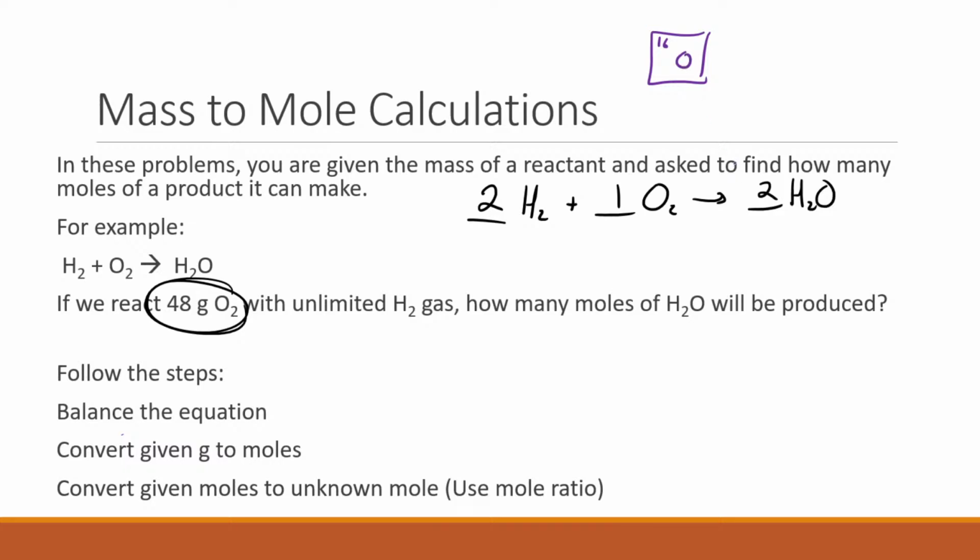So I'm going to look at my periodic table. O2 is O and O, 16 and 16. 32 grams is 1 mole. If 32 grams is 1 mole, 48 grams is 1.5 moles of oxygen. And that can be plugged in because it's moles. When I look at how many moles of water I can make, 1 to 1.5 is 2 to 3.